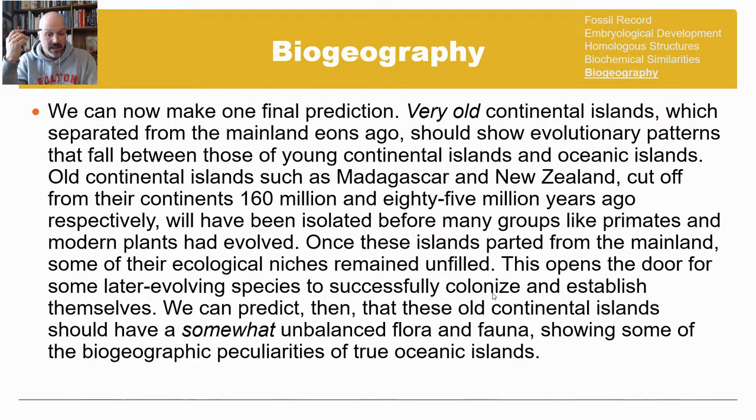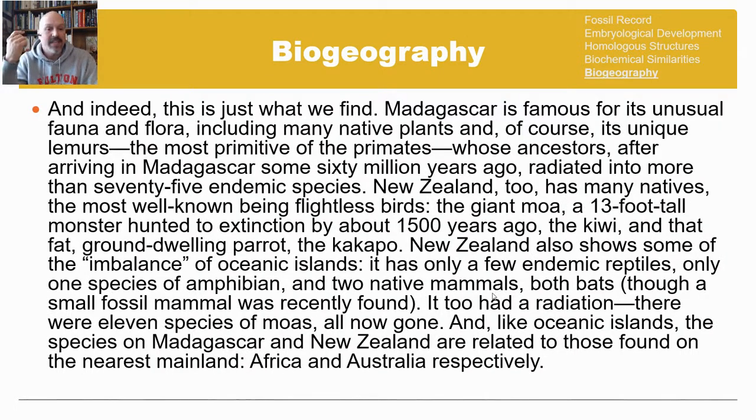We can predict, then, that these old continental islands should have a somewhat unbalanced flora and fauna, showing some of the biogeographic peculiarities of true oceanic islands, and they do. Indeed, that is just what we find. Madagascar is famous for its unusual flora and fauna, including many native plants and, of course, its unique lemurs, the most primitive of all the primates, whose ancestors, after arriving at Madagascar some 6 million years ago, radiated into more than 75 endemic species, meaning that's the only place you find them.